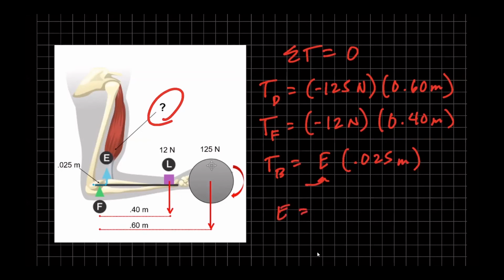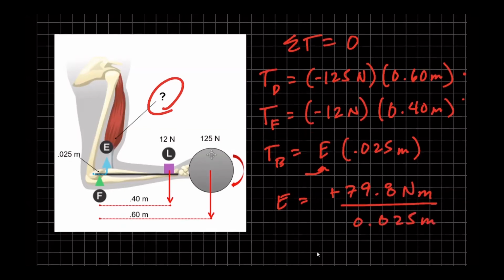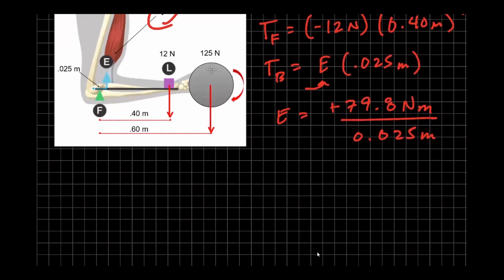Let's see, if we add these two up, that ends up being a positive 79.8 newton meters. Divide that by 0.025 meters, or that's 2.5 centimeters. Plug that into your calculator, you should get roughly 3,192 newtons. Voila.